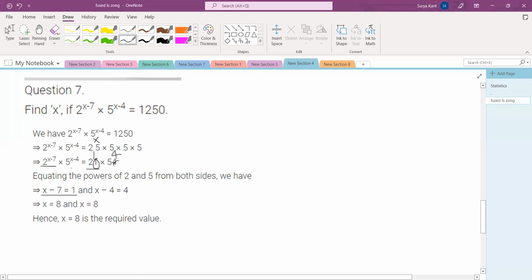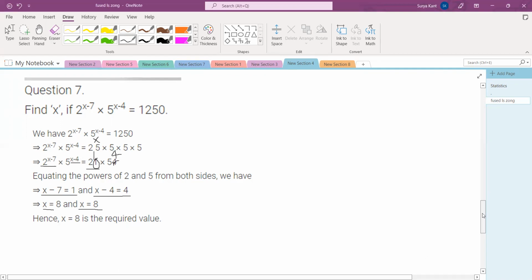Now the next one is 5 to the power x minus 4 is there, no? And here is 5 to the power 4. So x minus 4 is equal to 4. So we'll get x is equal to 8 and here also x is equal to 8. That's it. That's the answer. Okay, sir.